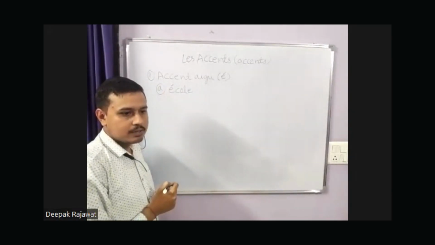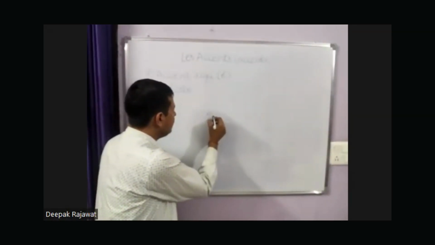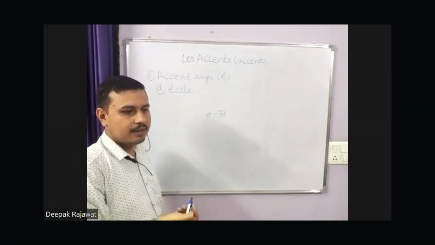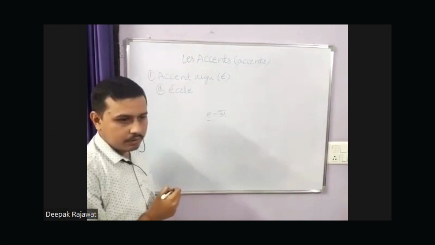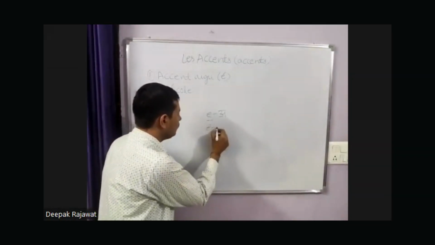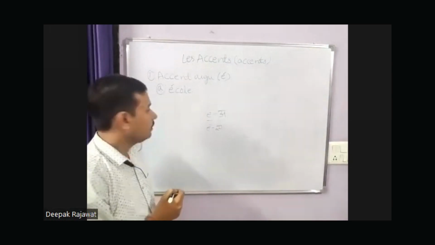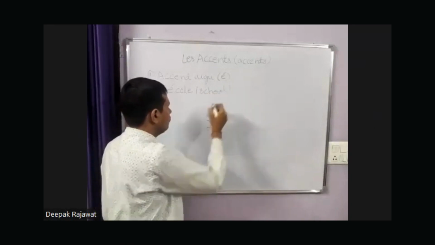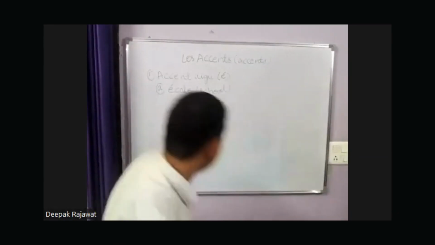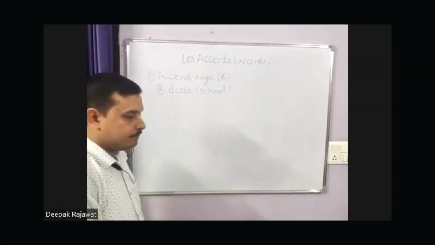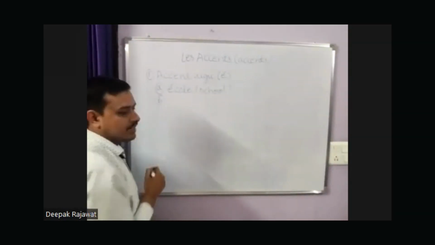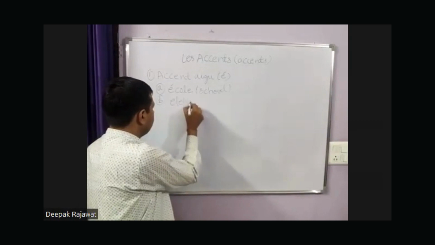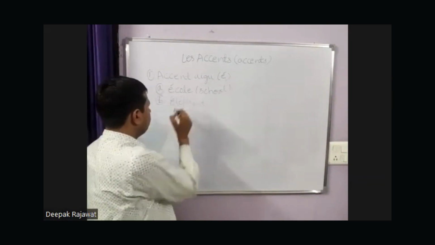École. École is school. So we have done this letter E is E, A, B, C, D, E. But here when we put this accent, it becomes é. École. École is school. Second example we have éléphant. Éléphant.